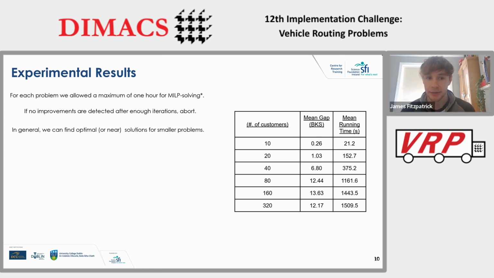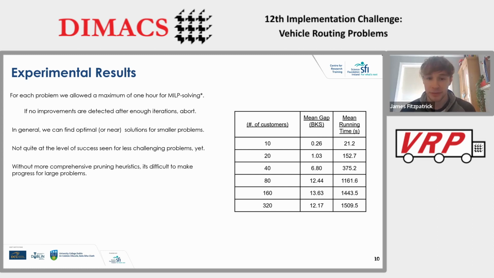In general, what we could see was that for the smaller problem instances, we might get near to optimal or even the optimal solutions. This performance obviously degrades, as you can see on the right-hand side, as the size of the problem increases. So we're not quite at the level of success that we see for some of the less involved problems like the TSP or their family. And it seems that without a more comprehensive pruning heuristic, and by comprehensive I mean one that can accept or classify more edges than just customer-to-customer edges, we think it's probably going to be difficult to make much more progress for the larger problem instances. But that's not to say that we can't do that.